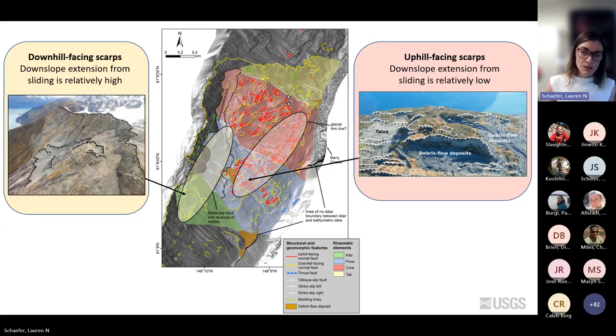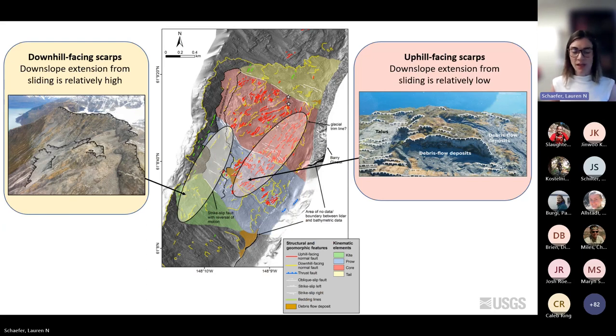I want to point out that there's very little toe expression of the landslide. There's a few thrust faults shown here in blue, but there's no evidence of a through-going thrust fault. There's a couple of reasons that this might be. The first is that these are subtle features, so the bathymetric data, which is 4 meters, may not have been high enough resolution compared to the 0.1 meter subaerial LiDAR data to see.